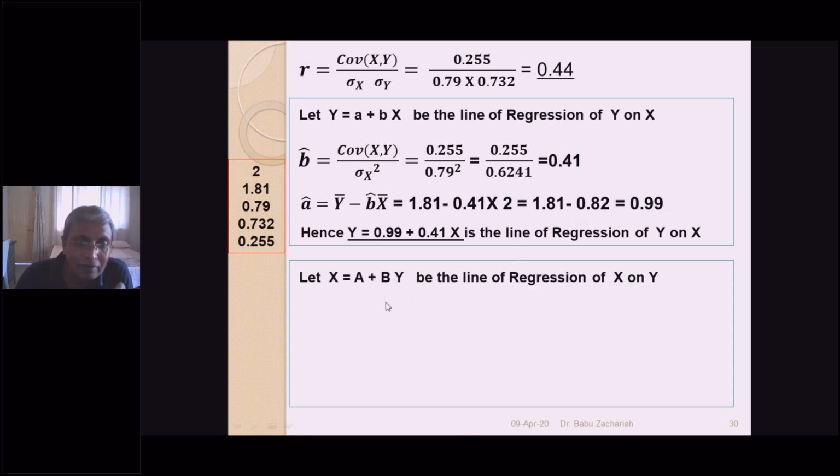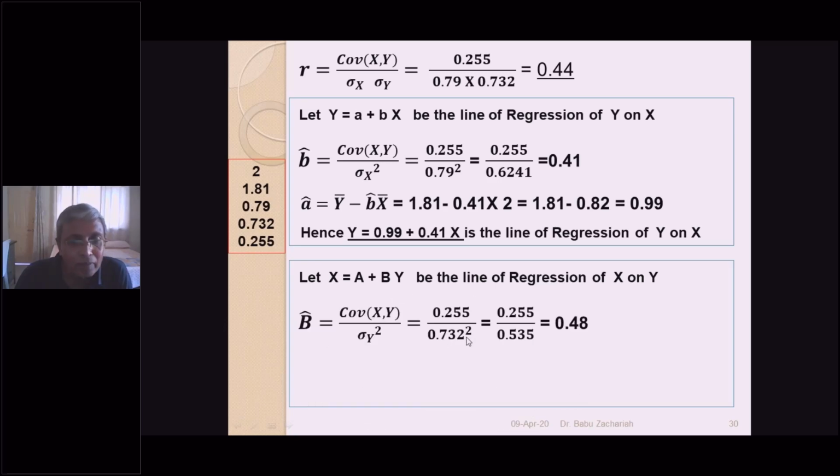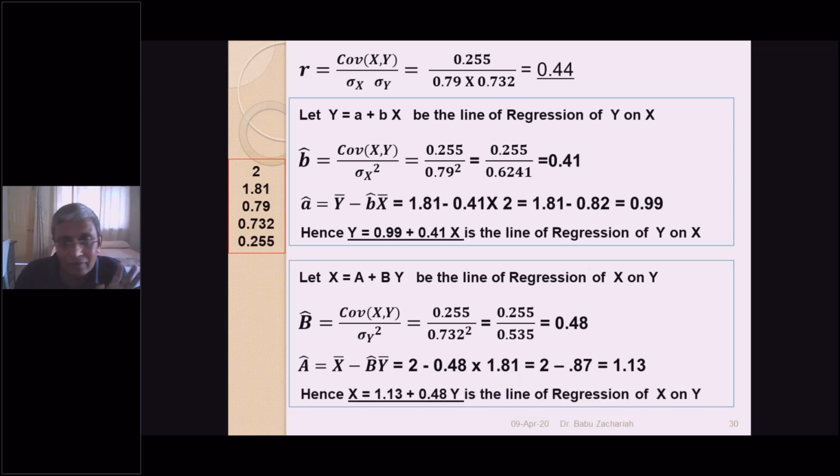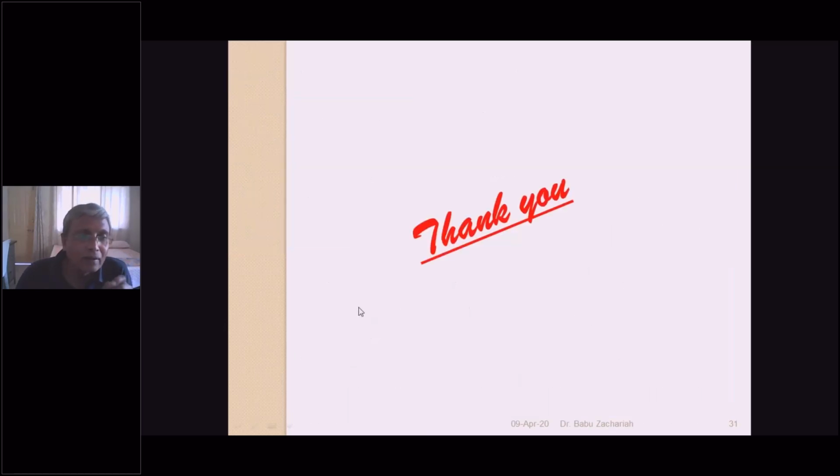Now second line, x is equal to A plus capital B y. So B hat will be equal to covariance between x, y. Again from here we'll get it. And divide by sigma y square, 0.732 square, 0.48. And capital A hat will be x bar minus b hat times y bar. It's equal to 2 minus 0.48 into y bar, that is 1.81. I get this one. So the line of regression is this. So this completes the topic.